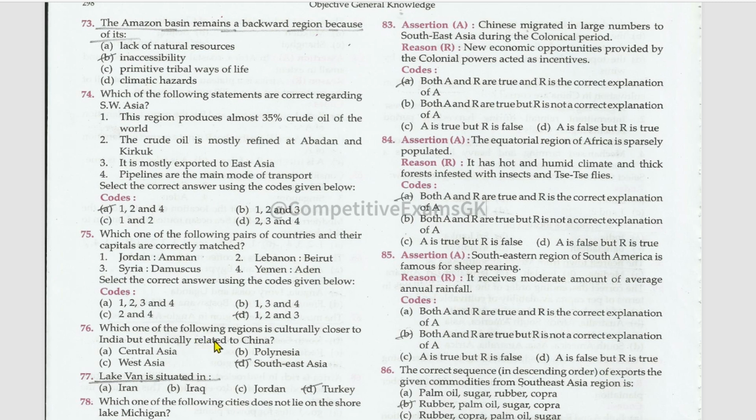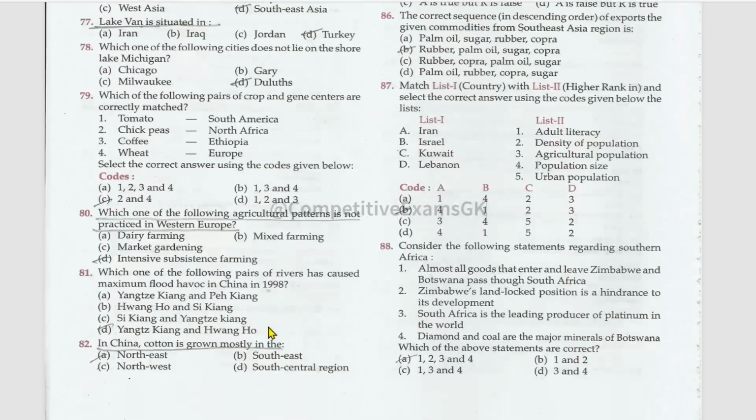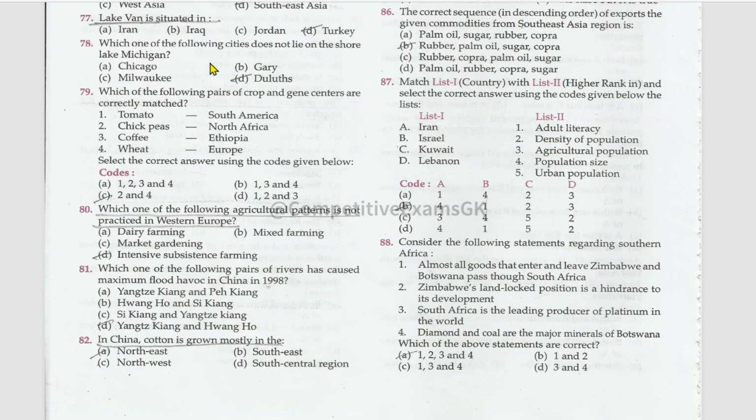Which one of the following regions is culturally closer to India but ethnically related to China? Southeast Asia. Lake Van is situated in Turkey. Which one of the following cities does not lie on the shore of Lake Michigan? That is Duluth.